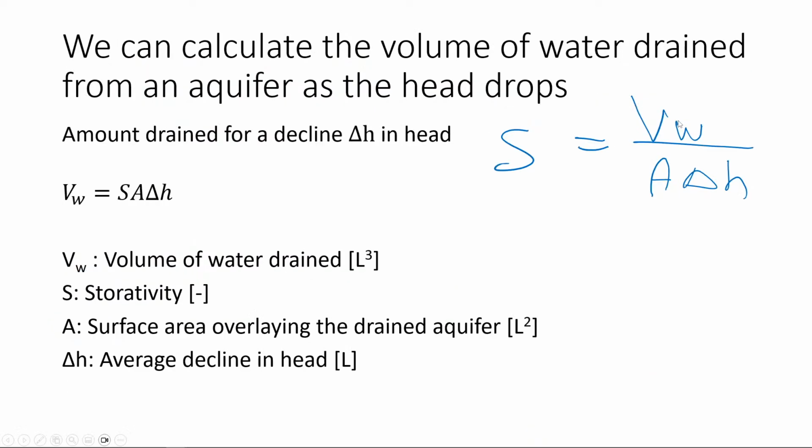So I can rewrite it in this way: I want to see how much water I was able to extract, or how much water I was able to add, recharge, because remember you can extract or you can also recharge your aquifer. So the volume of water drained or added is equal to the storativity of my aquifer times the surface area overlying the drained water, which we looked at here, and the average decline in head.